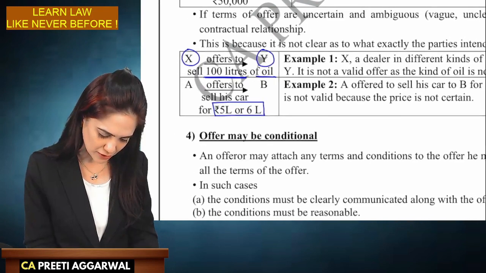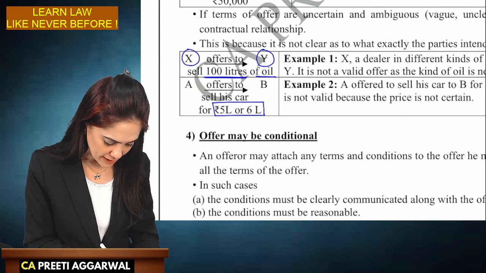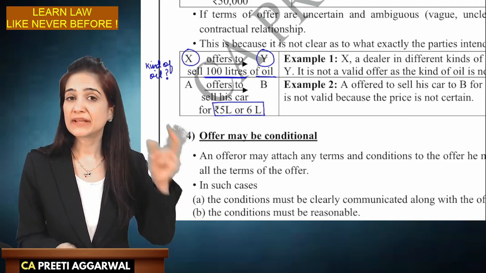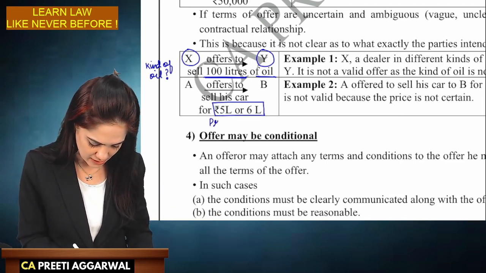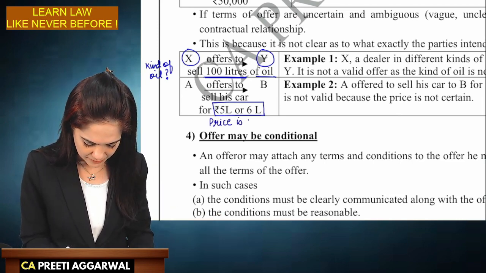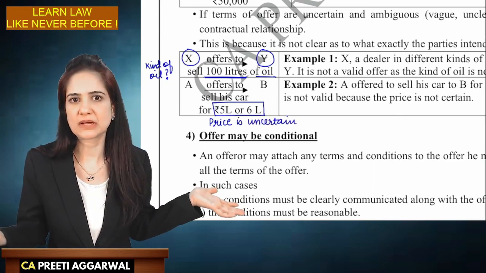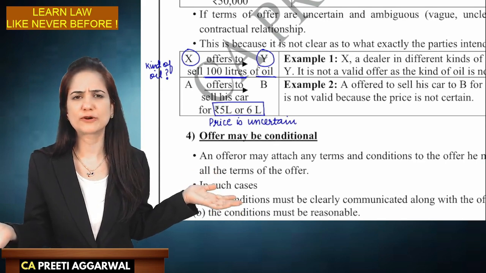So here you can write it along with me. In the first example, the kind of oil is not specified. And in the second example, you can say the price is uncertain. The price is uncertain. Not a valid contract, not a valid offer.